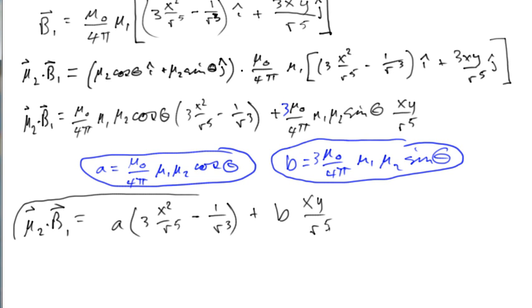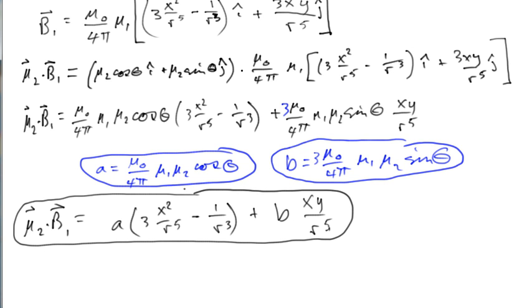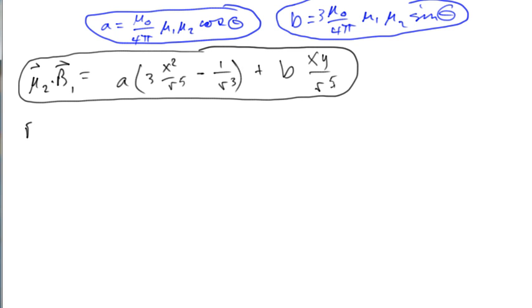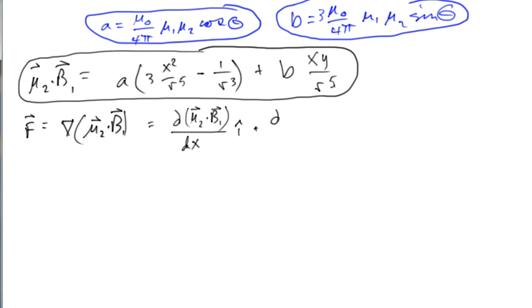So now it's time to get the force. The force is the gradient of mu2 dotted into b1, which is the derivative of mu2 dotted into b1 with respect to x times i hat, plus the derivative with respect to y of mu2 dotted into b1 times j hat, plus the derivative with respect to z of mu2 dotted into b1.